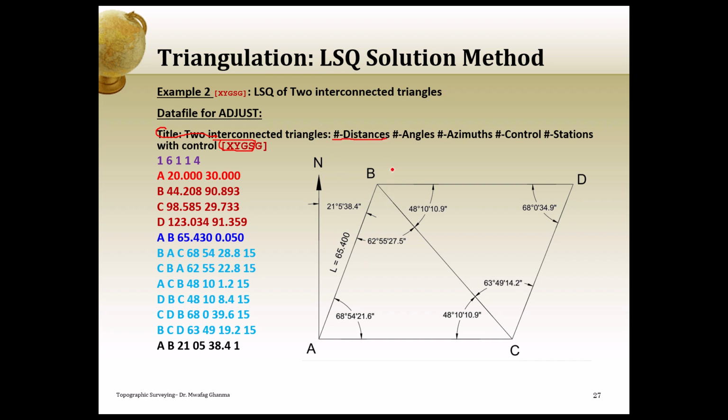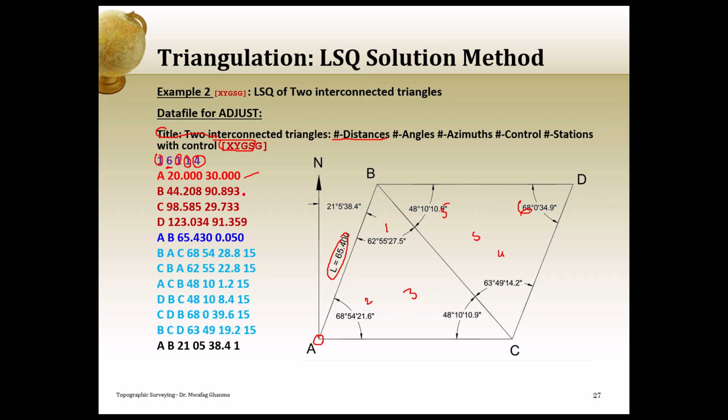And then what do we have? The number of distances. How many distances did we measure? We measured only one distance, which is the baseline. So we have one distance. How many angles? We have 1, 2, 3, 4, 5, and 6 angles. So we have 6 angles here. How many azimuths? We have only the azimuth of the first line, A, B. So it is 1 azimuth. How many control stations do we have? It is point A. This is 1 control station. And how many total number of stations, including the control station? It is A, B, C, and D. So we have 4 stations in total.